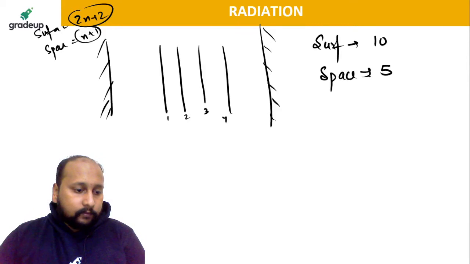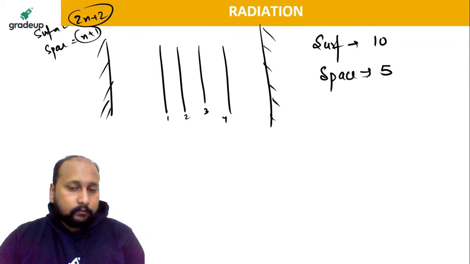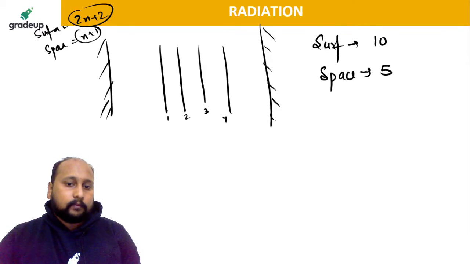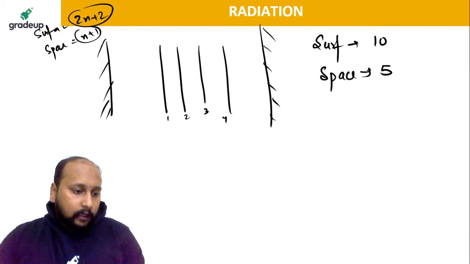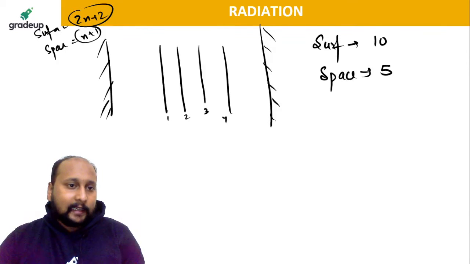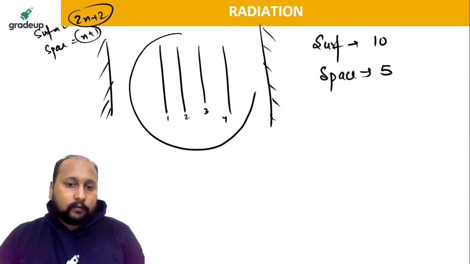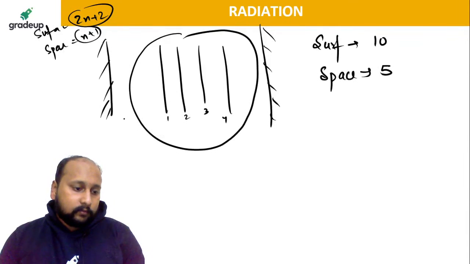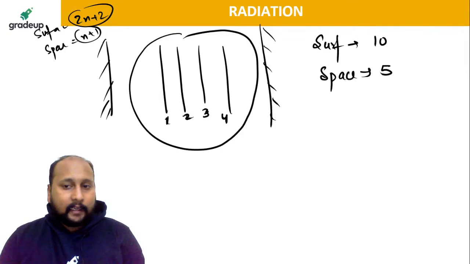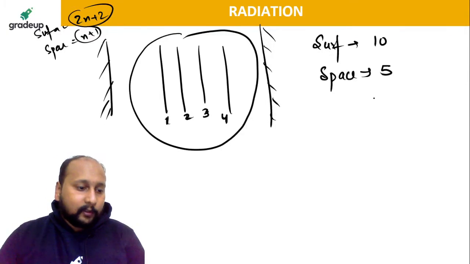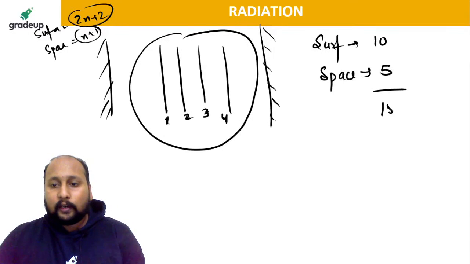10 and 5. Yes, I think Kishore has given the first one correctly, but the second one, okay. Number of shields is 4. 1, 2, 3, 4, n plus 1, so 10 and 5. I don't know why some of the students are giving 7 and 2. Total 15. This will be the total.